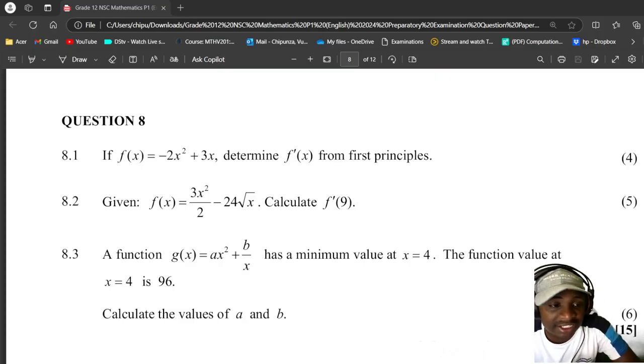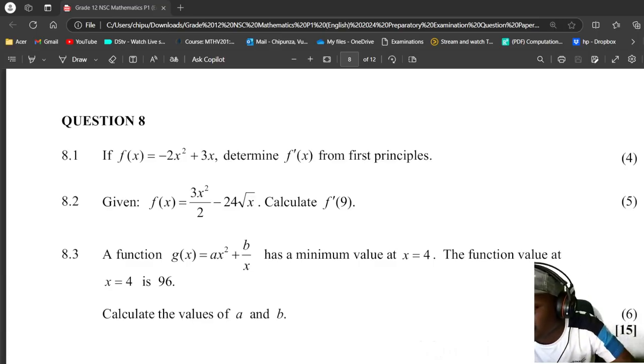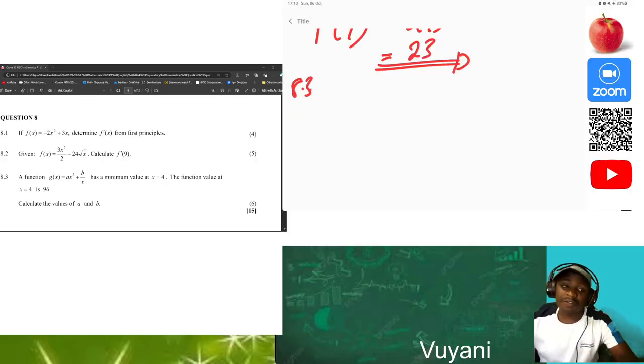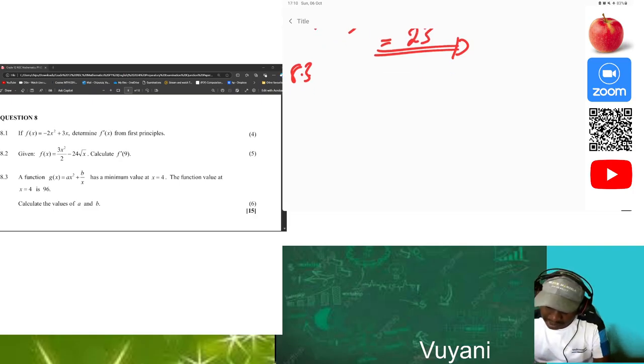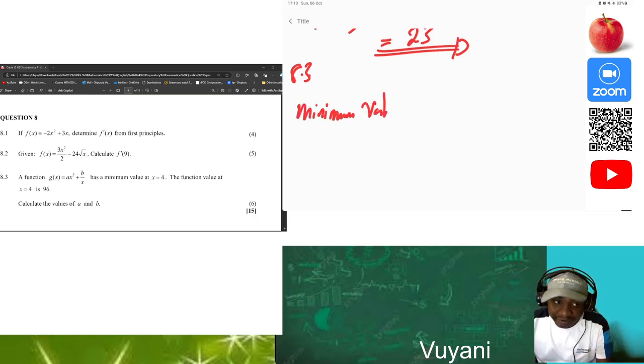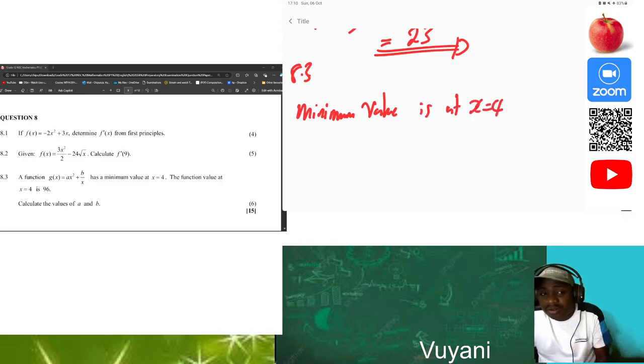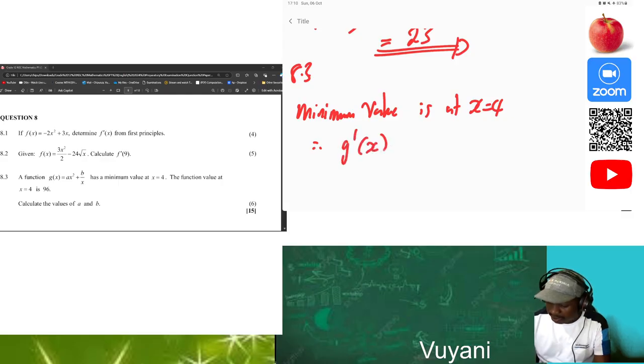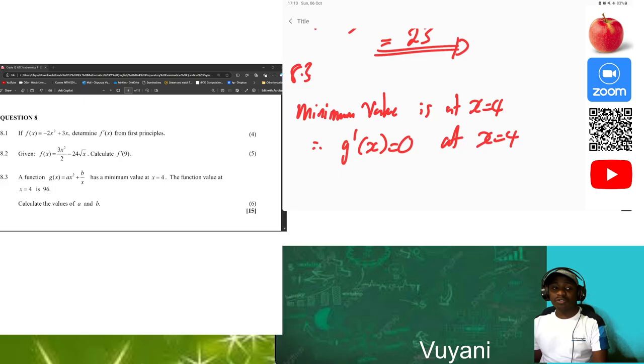This is a nice, interesting question. So what we have taken note of in this English which they have given us is to understand only a few things. Then after we understand the few things, we can solve the question. So the first thing we know is that we are given that the minimum value in this question is at x is equal to 4. That's what they told us. And we know that we need to find g prime of x, which is equal to 0 at x is equal to 4. So now let's do that.